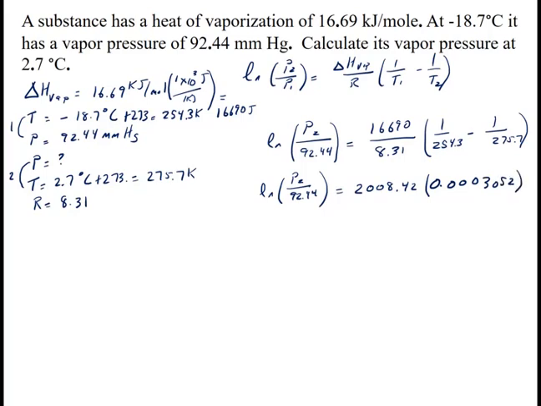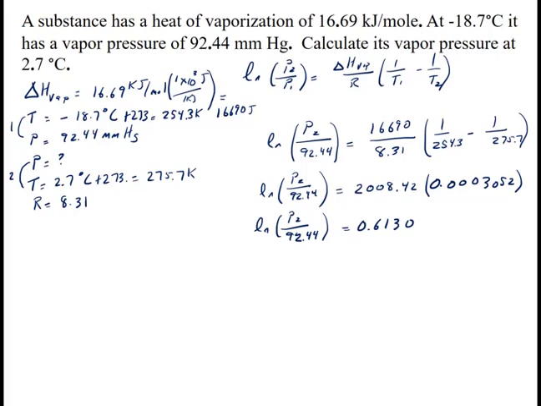Most of the time I want answers to 3 significant figures, so I tend to carry at least 4. So there's my 4 significant figures. Again, I still can't do anything to this side, so I'm going to take natural log of P2 over 92.44. Now I'm going to multiply my 2008.42 times that, and I get 0.6130. So I've simplified that side as much as I can.